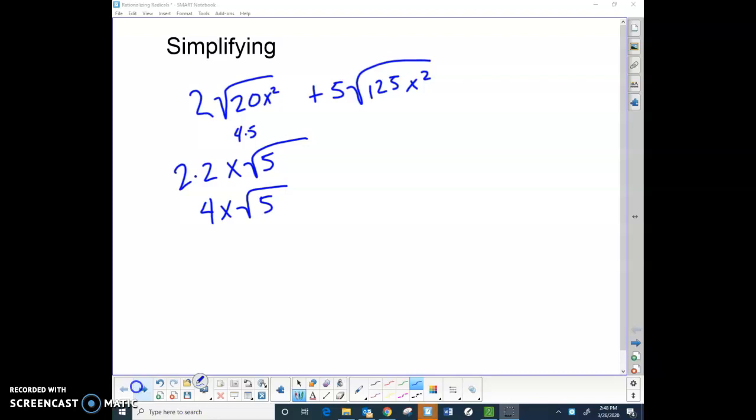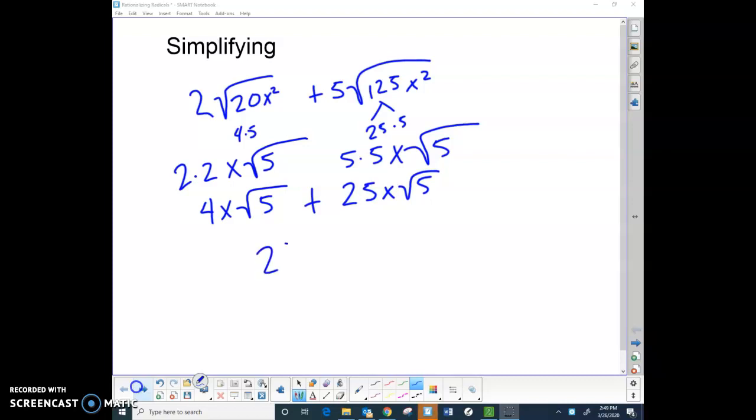On this one, 125, this is 25 times 5. So square root of 25 is 5, so I've got 5 times 5, and I'm left with the square root of 5. Square root of x squared again is x, so I've got plus 25x times the square root of 5. All right, my radicals are the same, which means I can add these together. So what I actually have is 29x square root of 5. All right, that's one example of simplifying.